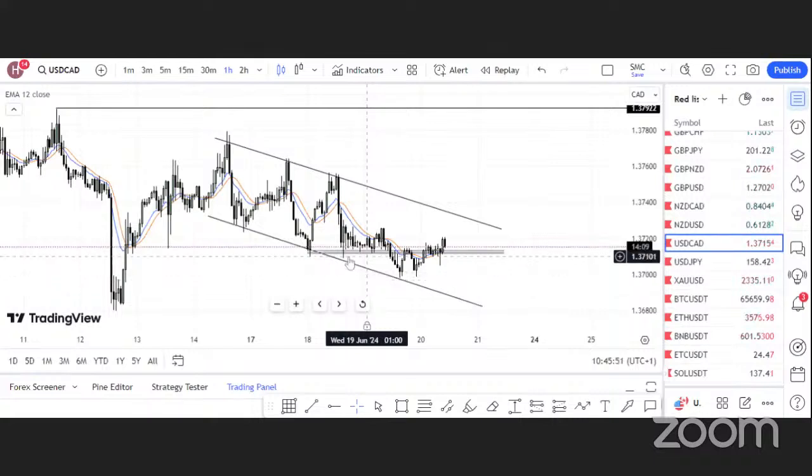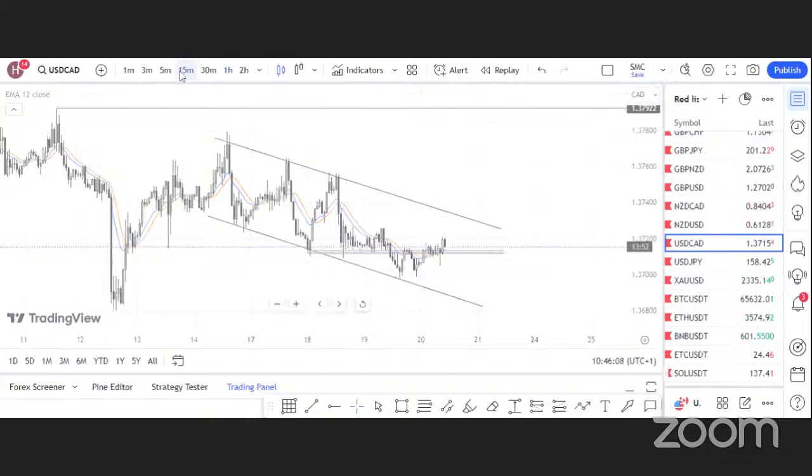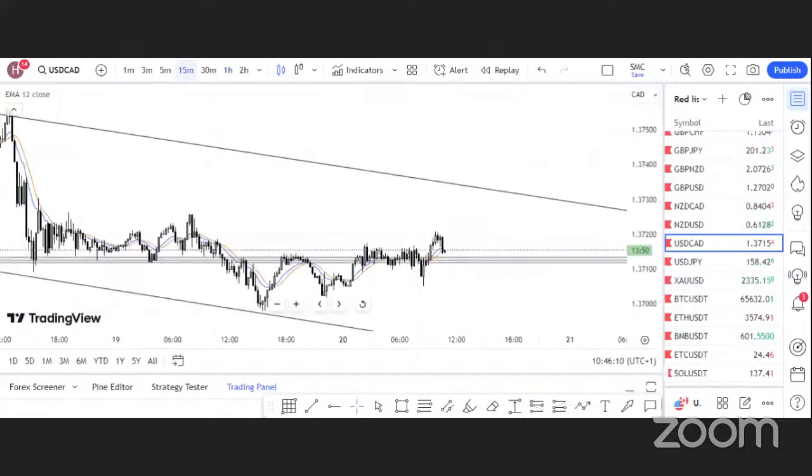So the market is currently ranging on the 1 hour time frame. We had the internal structure on the higher time frame. Let's see how we can take advantage of the internal structure on the lower time frame. Let's go back to the 30 minutes time frame.